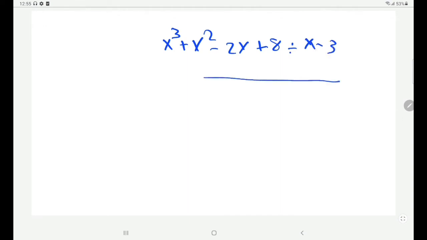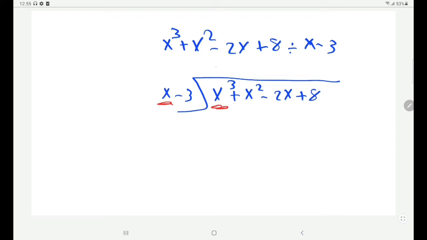Let's take another example, and this time we will divide by a binomial. So let's go ahead and start. x cubed plus x squared minus 2x plus 8 divided by x minus 3. So all we have to do is go for our long division. You write x to the power 3 plus x to the power 2 minus 2x plus 8, all divided by the divisor, which is x minus 3. We take the first term and divide it by the first term here.